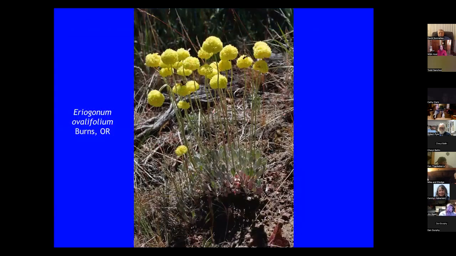And here's an ovalifolium in Oregon. Yikes. This is what we see when we look at a larger area. Some of these plants are very different in other areas. The basal leaves are actually fairly similar to our ovalifolium, but these in Oregon, and again, this is near the town of Burns, they have, as you can see, long, slender stems with bright yellow flowers. So this looks quite a bit different than ours.